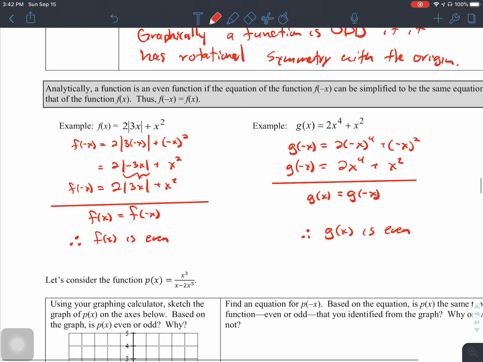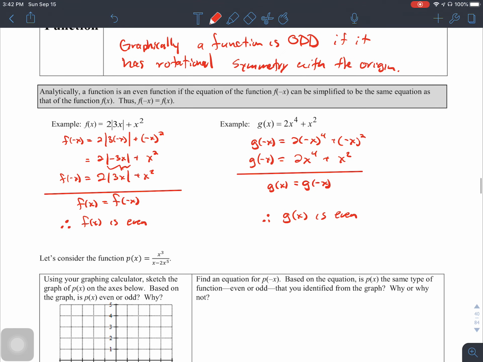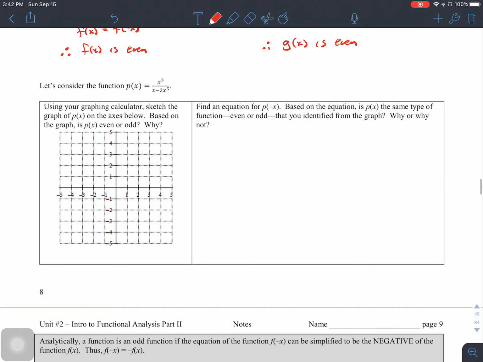Why are we putting in a negative x for this and hoping that it comes out to be the same? Because if a function's even, x, y is going to have an equivalent point, negative x, y. Notice how the y's don't change, but we can change the sign of x. That is why. Let's check out this next little fella.